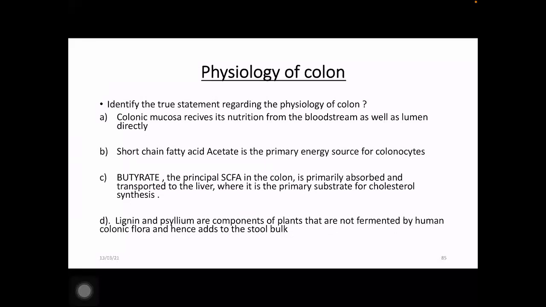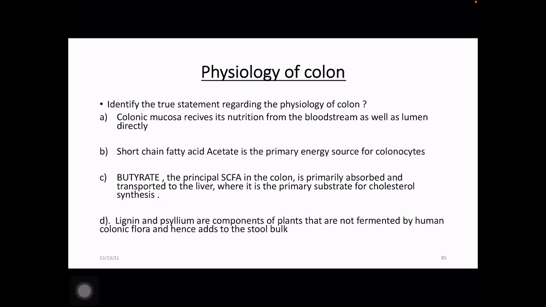Colonic mucosa receives its nutrition from the bloodstream as well as the lumen directly. True or false? It's false. It receives only from the lumen, because the colonic mucosa doesn't receive from the bloodstream. It receives it in the form of butyrate, which is a short chain fatty acid produced by the bacterial fermentation of dietary fibers. So the short chain fatty acid butyrate is the main nutrition for the colonocytes. Fine. So that is a false statement.